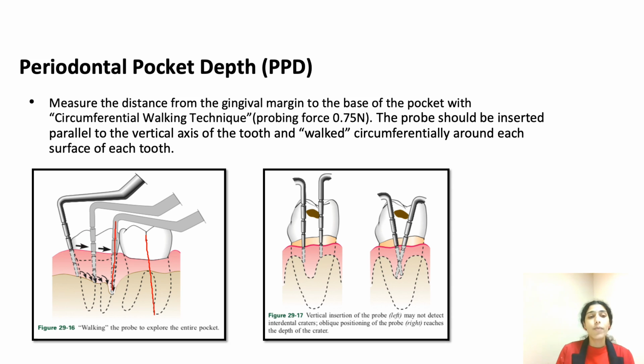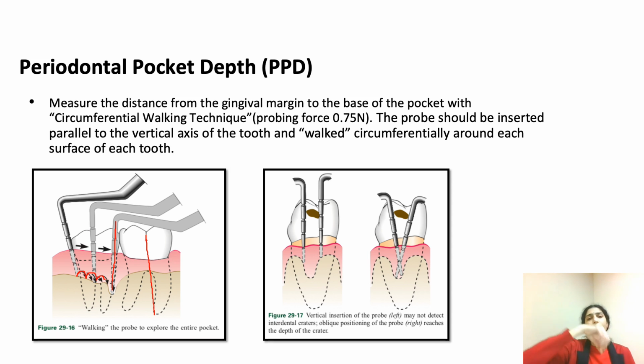Once you insert the probe, it has to be walked circumferentially around each surface of the tooth in 1 millimeter increments. That means, as you can see here, there is no need to take the probe completely out of the gingiva or the pocket; you just have to walk the probe like this. You insert once and keep moving until you feel the base.